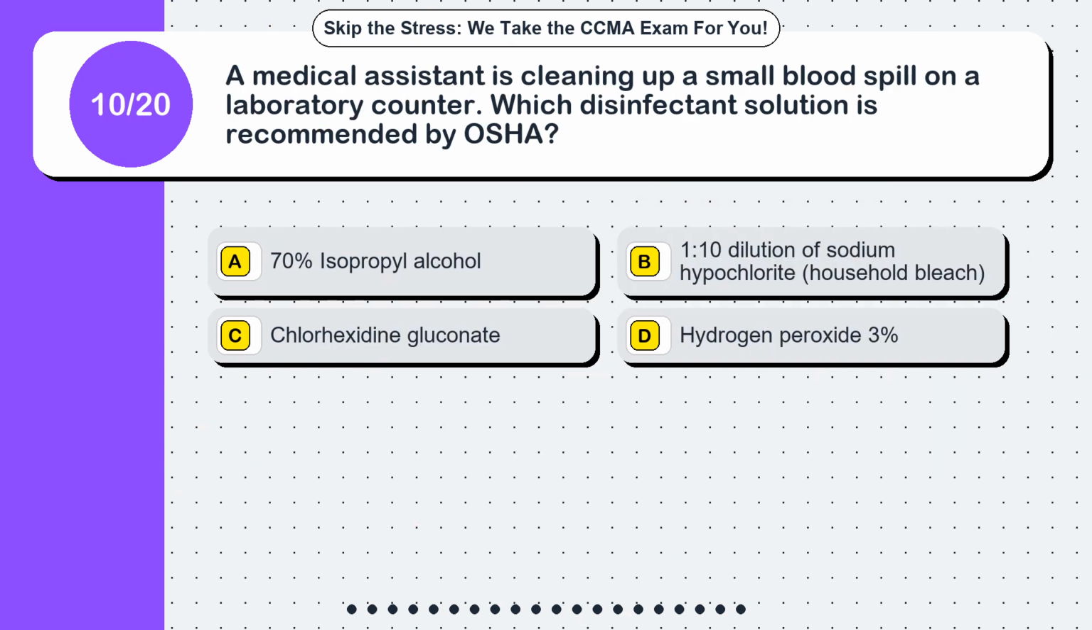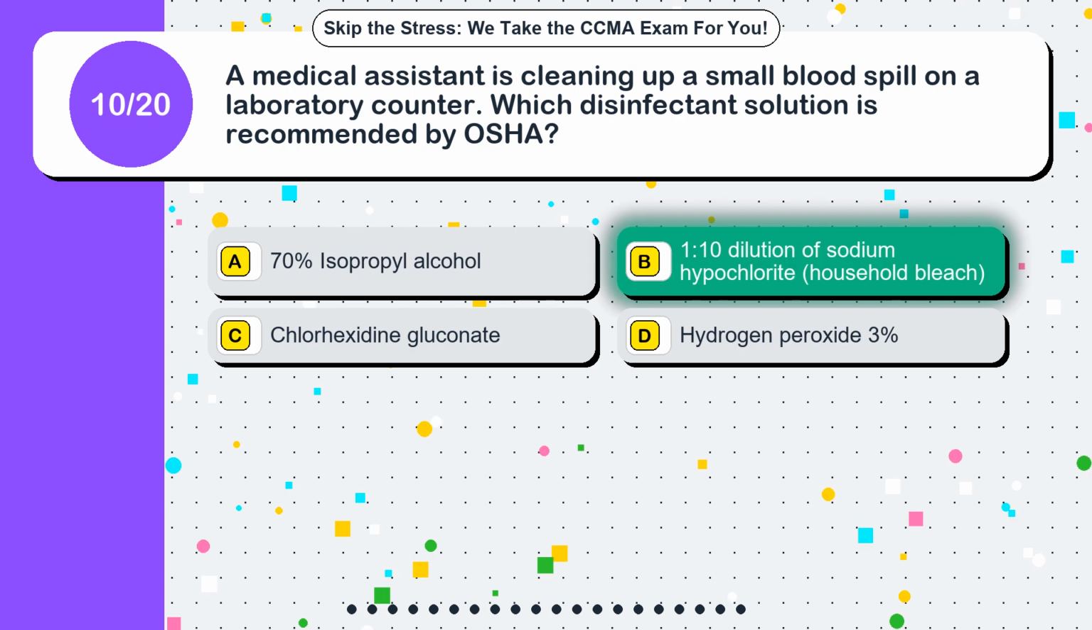Question 10. A medical assistant is cleaning up a small blood spill on a laboratory counter. Which disinfectant solution is recommended by OSHA? Option A, 70% isopropyl alcohol. Option B, 1:10 dilution of sodium hypochlorite, household bleach. Option C, chlorhexidine gluconate. Option D, hydrogen peroxide 3%. The correct answer is option B, 1:10 dilution of sodium hypochlorite, household bleach.